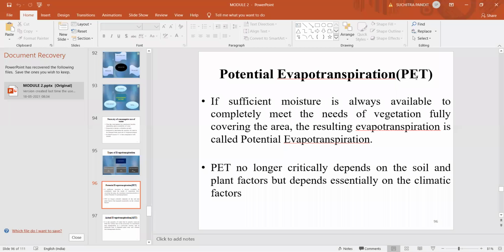Potential evapotranspiration, also called PET, is when sufficient moisture is always available to completely meet the needs of vegetation fully covering the area. The resulting evapotranspiration is called potential evapotranspiration. In any case, sufficient moisture will always be available to meet this evapotranspiration requirement, so it is called the potential evapotranspiration.